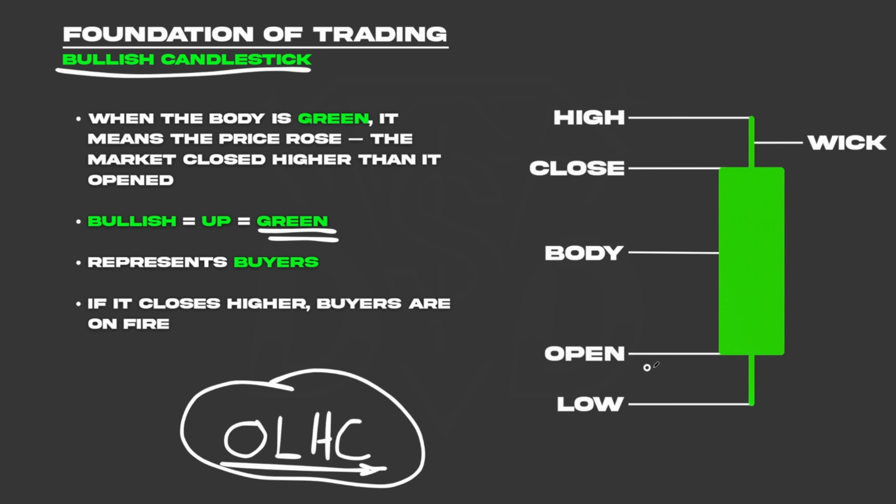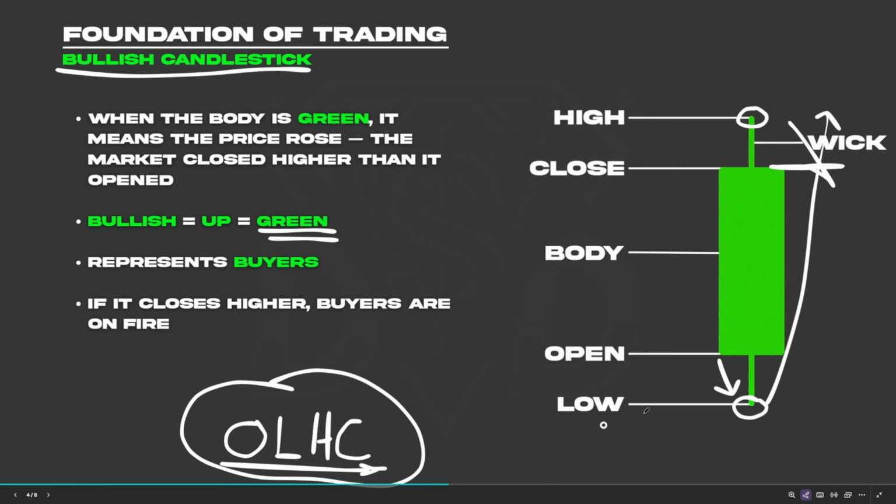So essentially all that means is the price opened, it swept the lows, so this is the lowest point that price went, and then it shot all the way up. And then it hit this highest point right here, and then before closing it went down, and then it closed right here. So this is open, low, high, close. This is a bullish candlestick right here. Let's go to the next one.